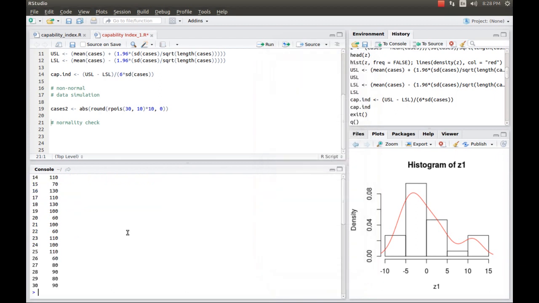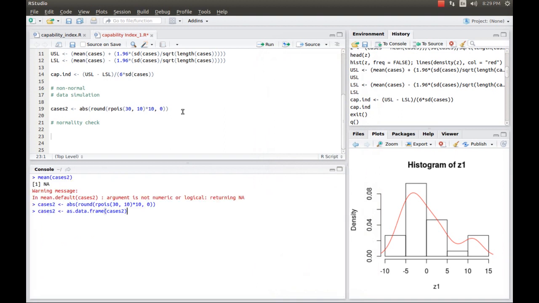In case you want to go for the summary statistics, you can also do that. If you go for the mean of cases 2, then you have 107. This is not the mean of the Poisson distribution. This is the arithmetic mean. The actual mean for the Poisson distribution is 10.